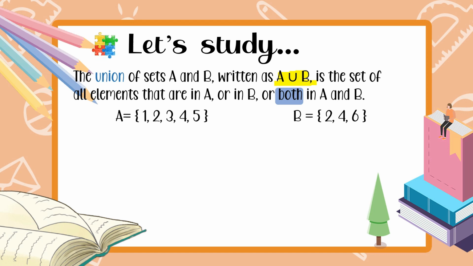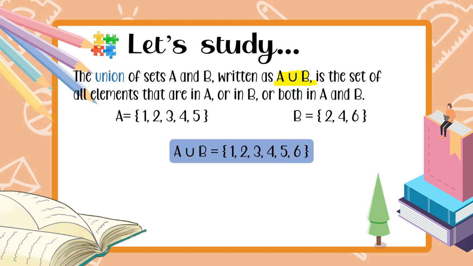But kapag pareho siyang nasa A and B, kailangan isang beses mo lang isusulat yung element. So, what is the union of set A and B? The union of set A and B is we have 1, 2, 3, 4, 5, and 6. Mapapansin ninyo, 1, 2, 3, 4, 5 is here in set A. We have it here. Then, we have 2, 4, and 6. So, si 2 and 4, isang beses lang na isulat dito sa union. Then, si 6 isama na lang, kasi pinagsama nga natin yung set A and set B.